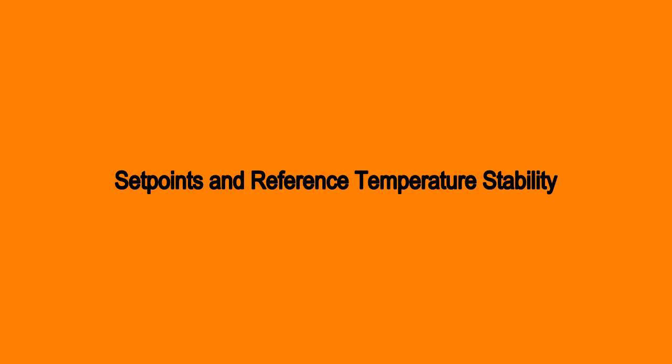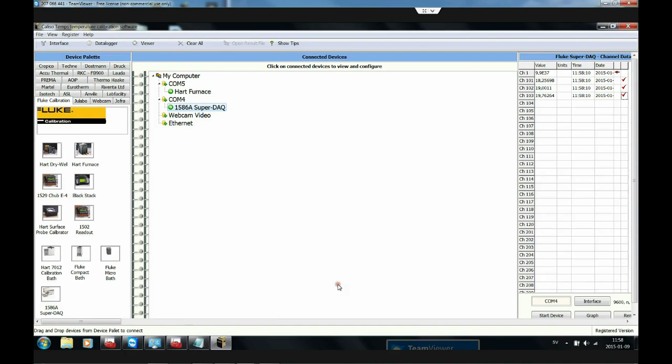In the previous videos, we've shown you how to connect your instruments to the Caliso Temps laboratory interface. Now what we're going to do is run through a test and have a look at the reference temperature stability and how the set points changed. So here is the data coming in from our instruments. There is the Super DAC with the 3 channels that we've selected to add to the data logger.